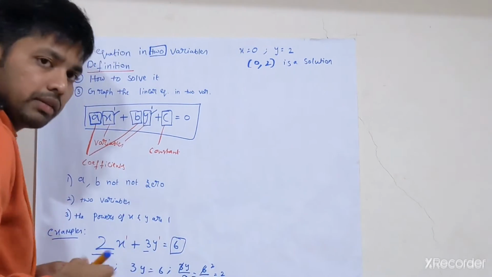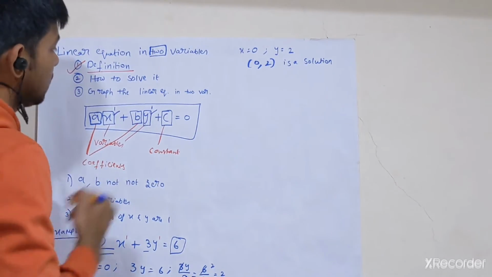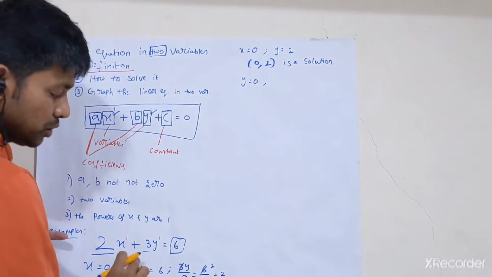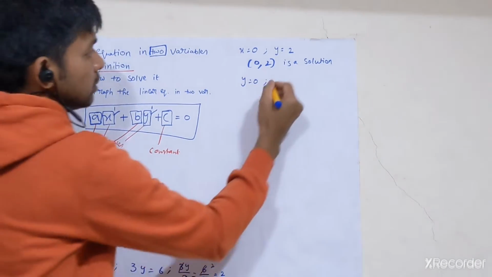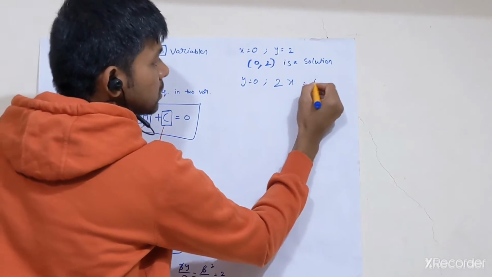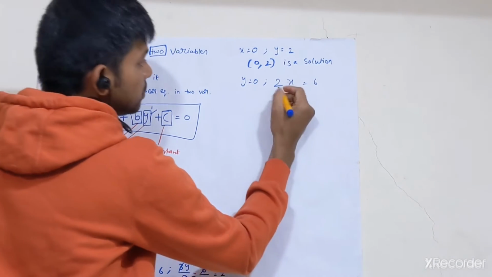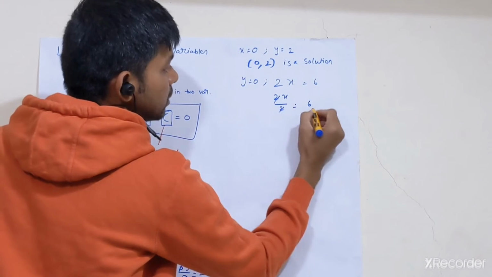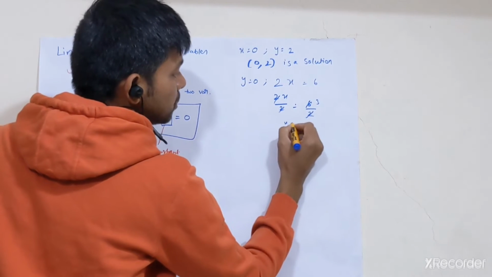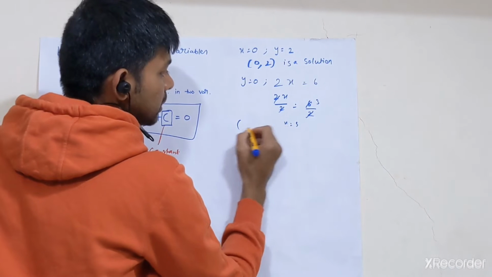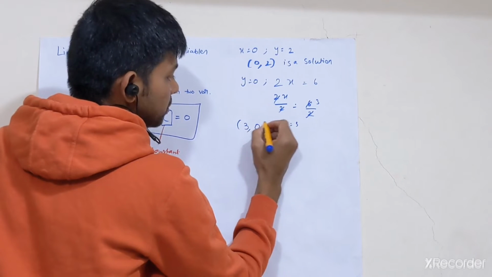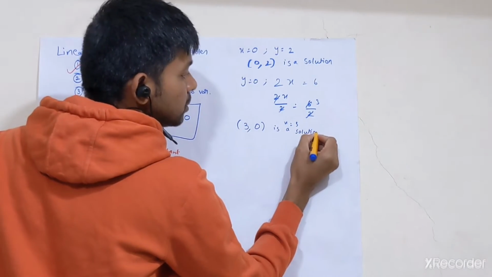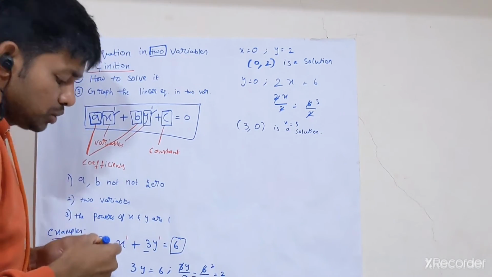You can take any values. For easy purpose I will take another, y is equal to 0. Then 3 times 0 is 0, so you will get 2x is equal to 6. Divide both sides by 2. 2x by 2 is equal to 6 by 2. These cancel out, and then x is equal to 3. So (3, 0) is another solution. Likewise you can find infinitely many solutions. We will take another example.